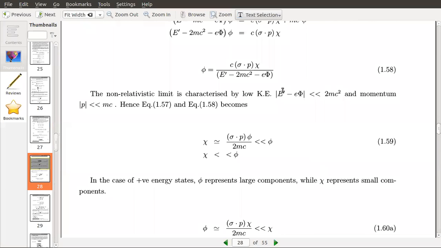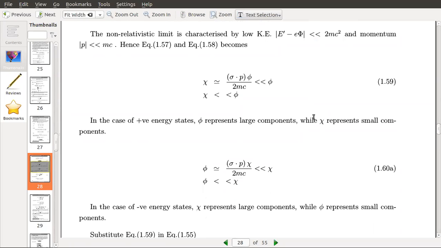Then we applied the non-relativistic limit. We can neglect that E dash minus E phi is very small compared to 2 mc square. So in the above two equations, we can write chi in terms of phi like this. Chi equals phi divided by a very big quantity, mc. So we can assume that phi is very large.